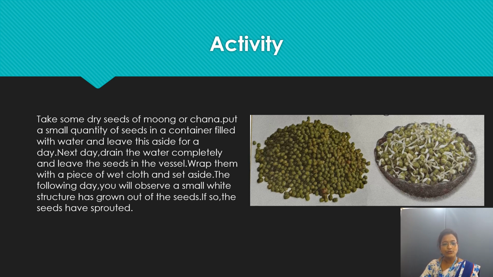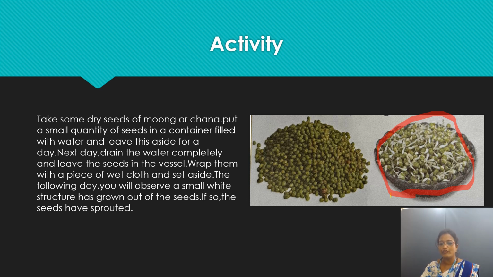Okay, fine. So here you can see what happens after you wrap them with a piece of wet cloth. You should keep it aside, and the following day you will observe. Here you can see a small white structure has grown out of the seeds. What do we call this small white structure? Exactly, these are the sprouts which have come out of the seeds. So the seeds have sprouted.